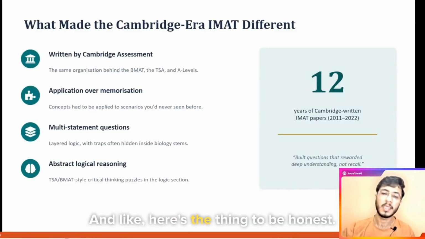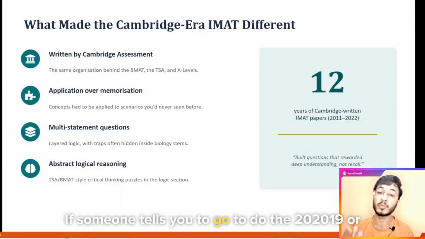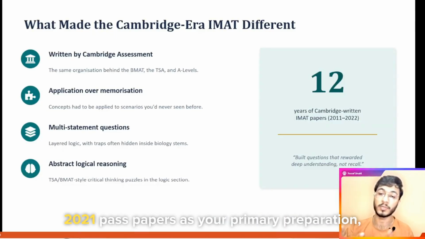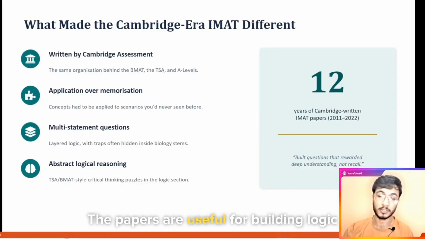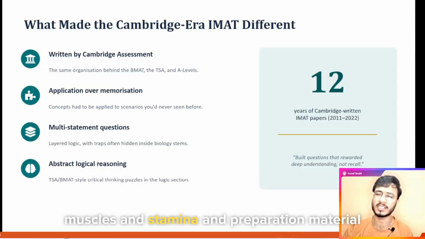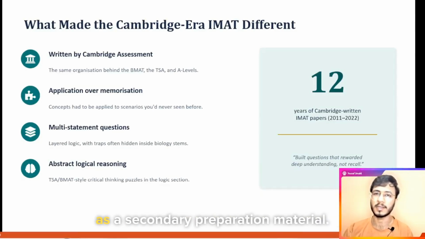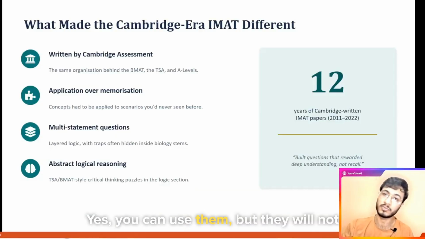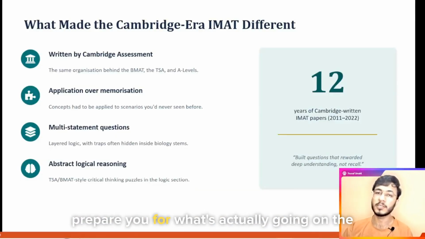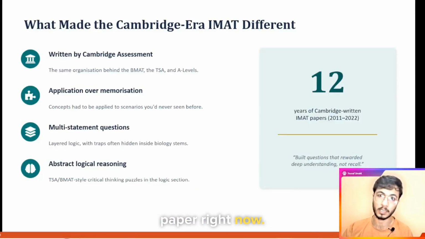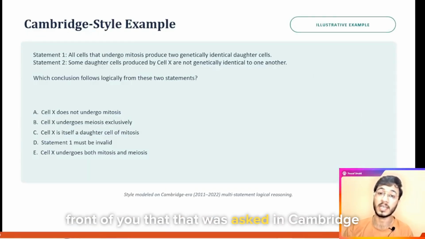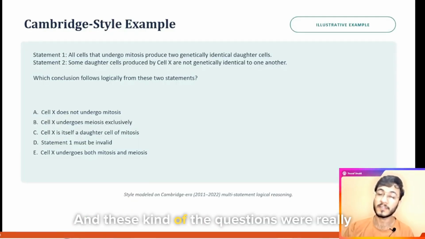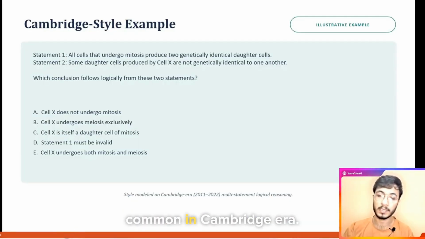And here's the thing, to be honest, if someone tells you to do the 2019, 2020 or 2021 past papers as your primary preparation, then they are giving you outdated advice. The papers are useful for building logic muscles and stamina, as secondary preparation material. Yes, you can use them, but they will not prepare you for what's actually on the paper right now. As you can see, this is a practical question in front of you that was asked in the Cambridge era, and these kinds of questions were really common in the Cambridge era.